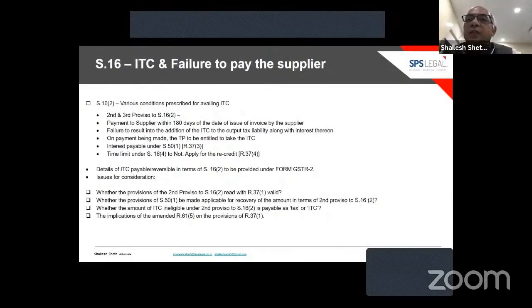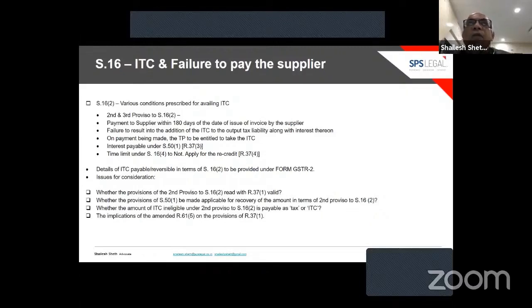Section 16, ITC and failure to pay the supplier. Friends, you are aware that there is a condition for making payment to the vendor under Section 16.2, second and third proviso. We spoke about four conditions in Section 16.2. Just to repeat, the recipient taxpayer should have received the goods or services. He should be in possession of a valid invoice. The supplier should have paid the tax and the recipient taxpayer should have filed the return under Section 39. These are the four conditions.